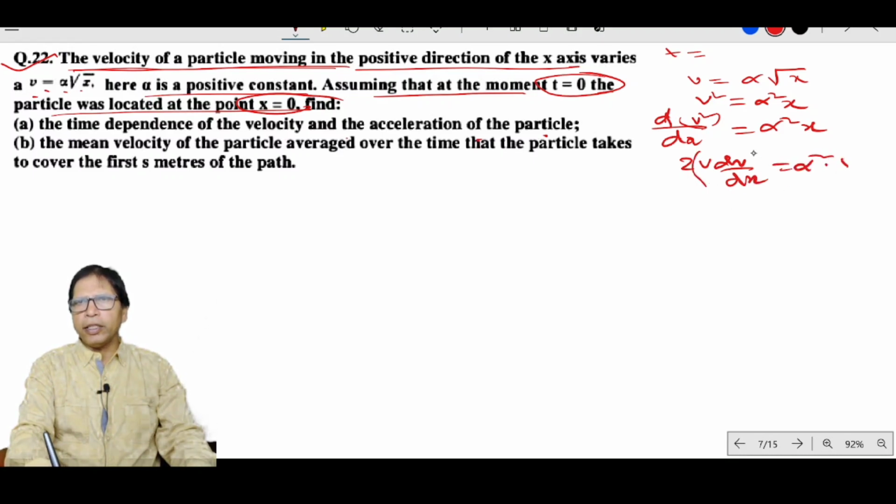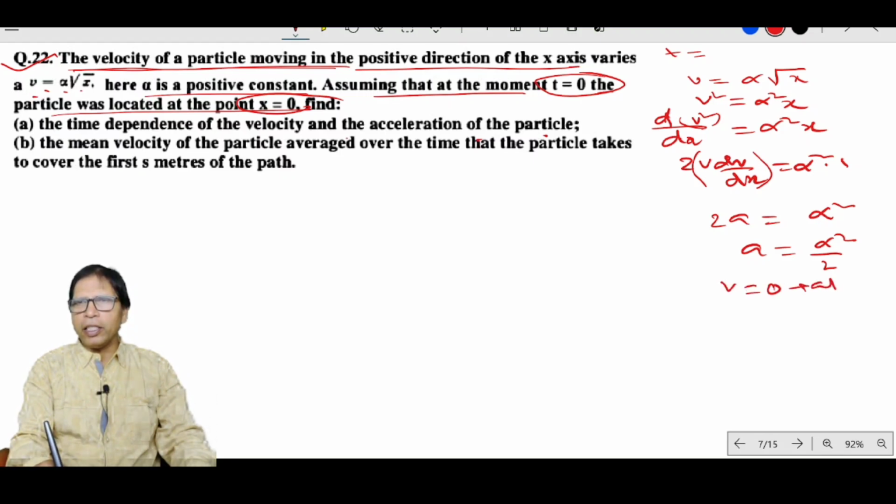Therefore, look at this, this is the acceleration. So 2 into acceleration equals alpha square. Therefore, a equals alpha square by 2. So the acceleration of the particle is constant. So the velocity of the particle in time t is 0 plus at. Therefore, this is alpha square t by 2. And this is the displacement.